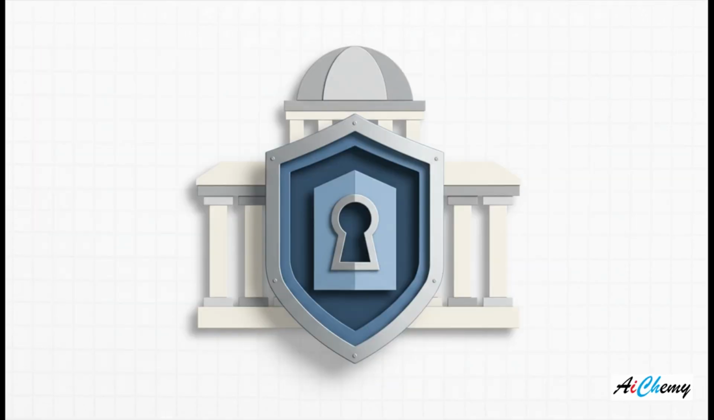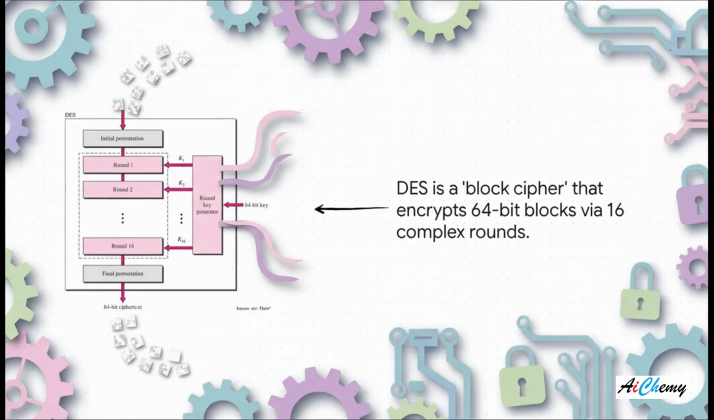To make this real, let's look at a classic example called DES, the Data Encryption Standard. Now, this was a huge deal for decades. It was the standard for protecting a ton of government data. So, how does something like DES work? Well, it chops your data into small blocks and then, using a secret key, puts it through an intense 16-round scrambling process. Think of it like a digital maze.